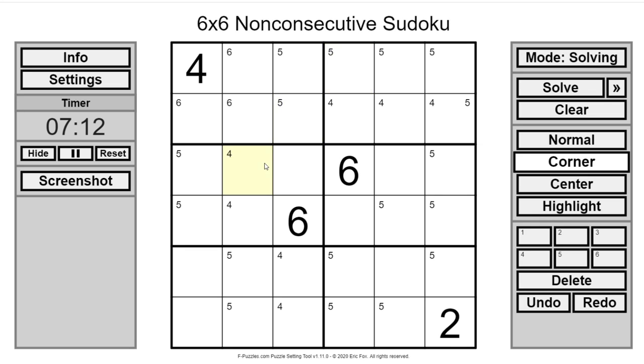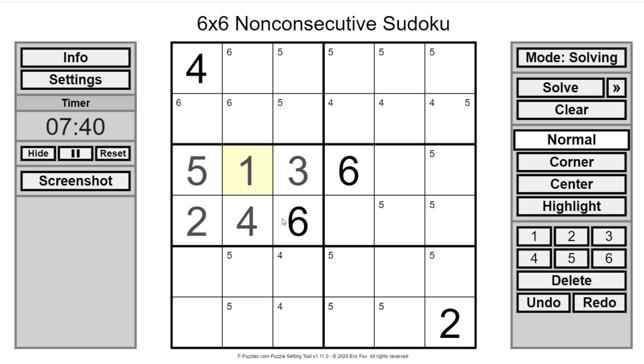Right, this 4. If this is a 4, where does 3 go? Must go here. But now where does 5 go? 4 here is impossible. That's the only way that this square makes sense. That is rough to see. Wow.